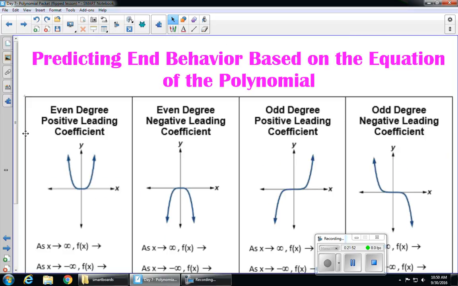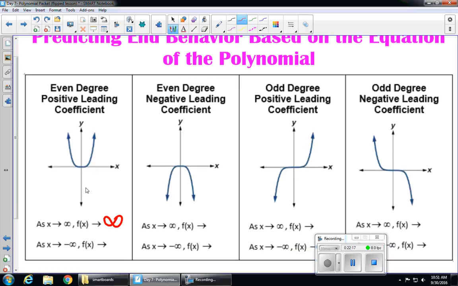So we can predict end behavior based on the equation of a polynomial. And there are 4 types. We can have an even degree with a positive leading coefficient. And it's going to look like this, where they both point facing up. So as I go further and further right, if I'm pointing up, my graph is going to positive infinity. As I go further and further left, or as x approaches negative infinity, my graph is still pointing up. So it's approaching positive infinity as well. So that's even degree, positive leading coefficient.